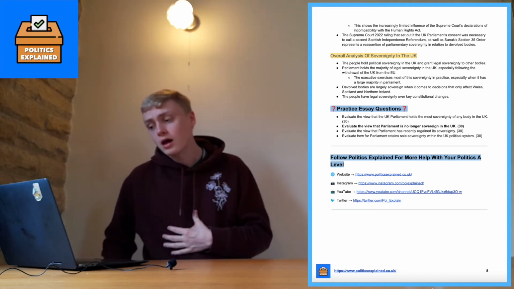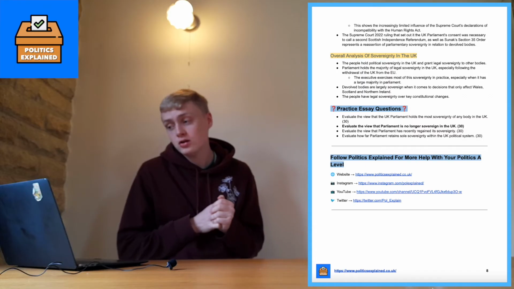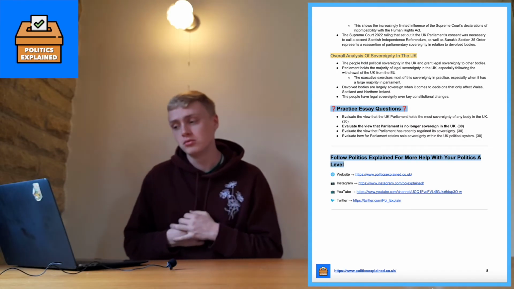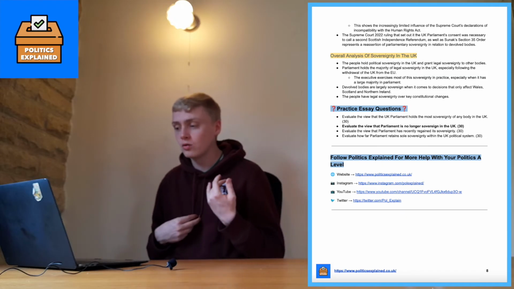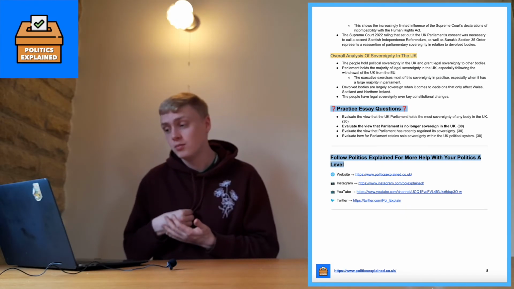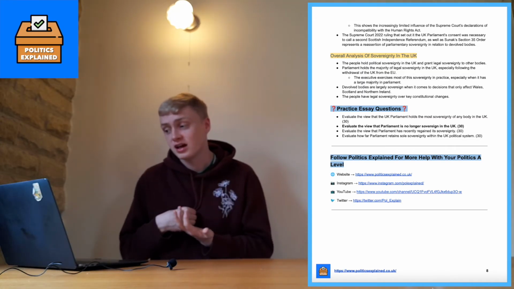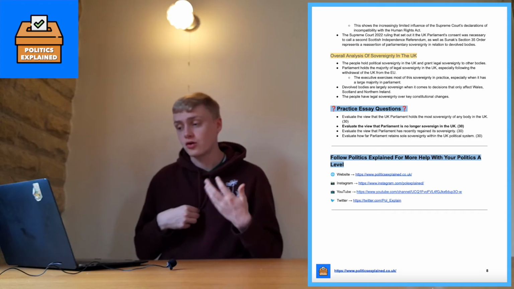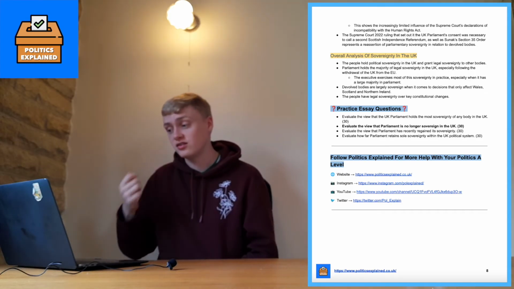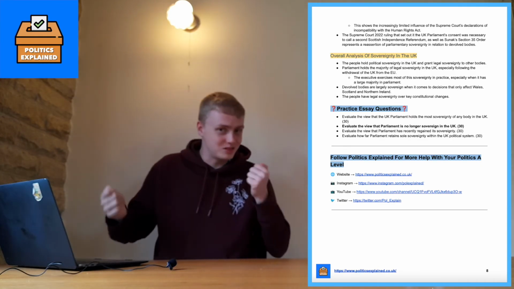So overall, analysis of sovereignty in the UK. Overall, it can be argued that the people hold political sovereignty in the UK and grant legal sovereignty to other bodies. That's pretty undeniable in a democracy. Parliament holds the majority of legal sovereignty in the UK, especially following the withdrawal of the UK from the EU. But the executive can be seen as exercising most of this sovereignty in practice, especially when it has a large majority in Parliament. Devolved bodies are largely sovereign when it comes to decisions that only affect Wales, Scotland, and Northern Ireland. Obviously, all of these you can debate, right?